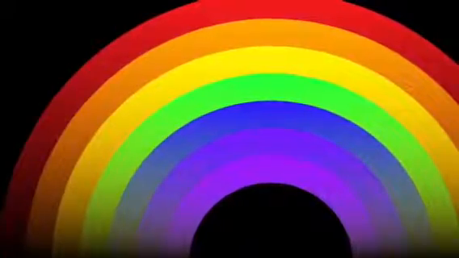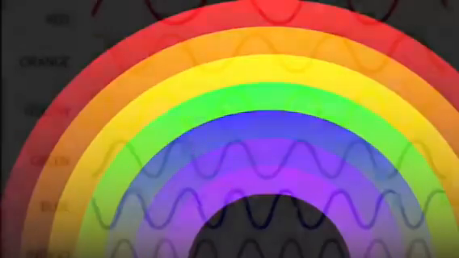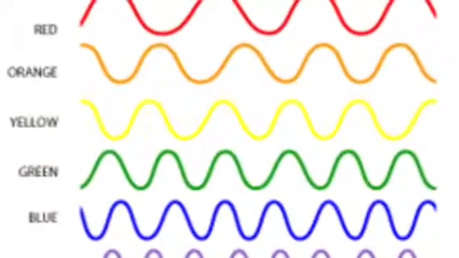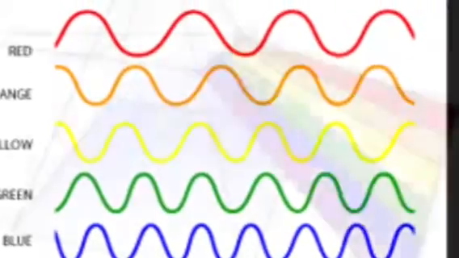Visible light waves are the only electromagnetic waves we can see. We see these waves as the colors of the rainbow. Each color has a different wavelength. Red has the longest wavelength and the violet has the shortest wavelength. When all these wavelengths are seen together, they make white light.